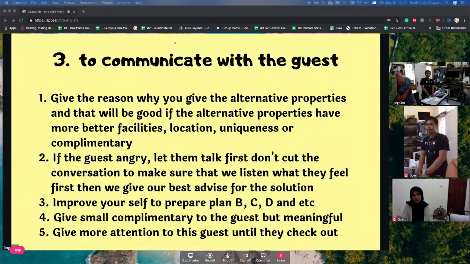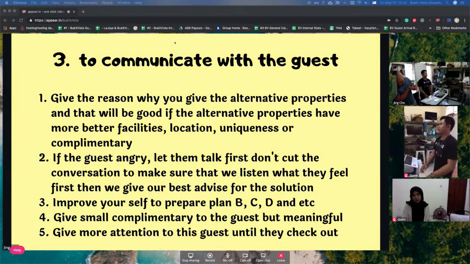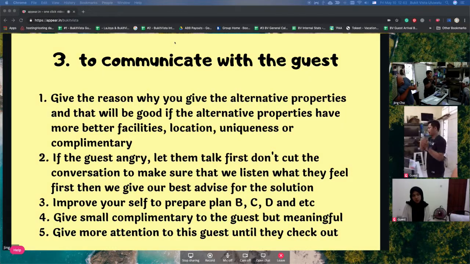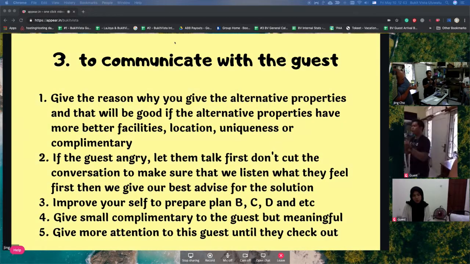And then the third one is improve yourself to prepare plan B, C, and D. So we got the alternative from the guest, but we also have to give a plan with other properties as well. Because if the guest does not agree with that property, we can give another property, so the guest can choose what fits them.